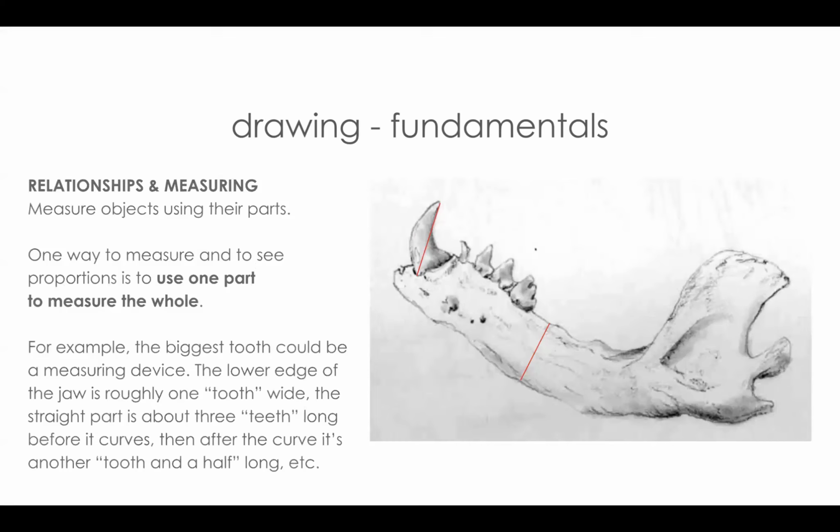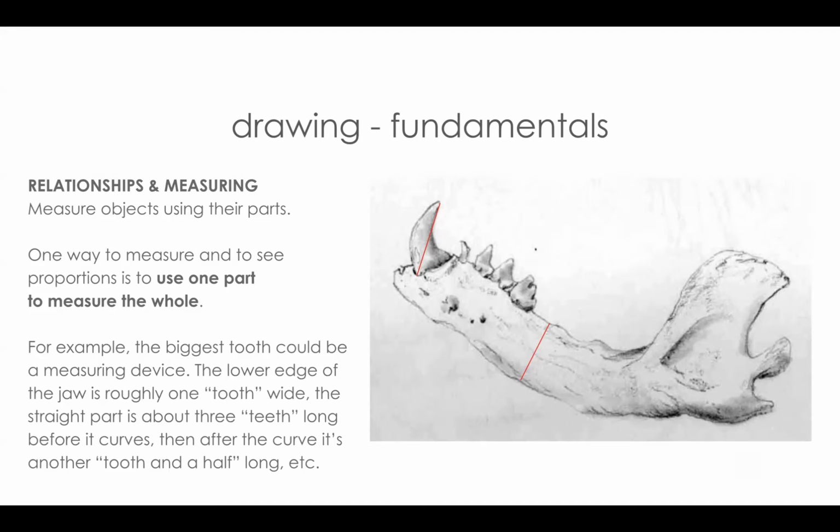So for relationships, one thing that really works is using one part to measure the whole. This is a jawbone that was, when I was drawing it, sort of flat on the table. So this one was really simple. I just used one tooth to measure. I'm arbitrarily choosing that tooth as a measuring tool, and I'm saying that the width of the jawbone is roughly equivalent to that tooth. The length of the jawbone is maybe 3 of those teeth, or maybe 3.5, before it hits that bump where it turns a corner and goes flat. You use that as a measuring device.